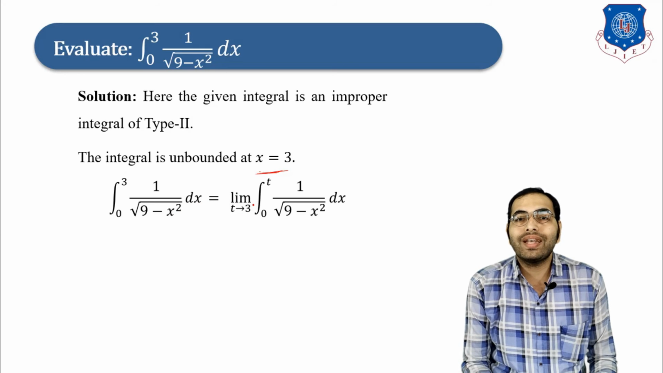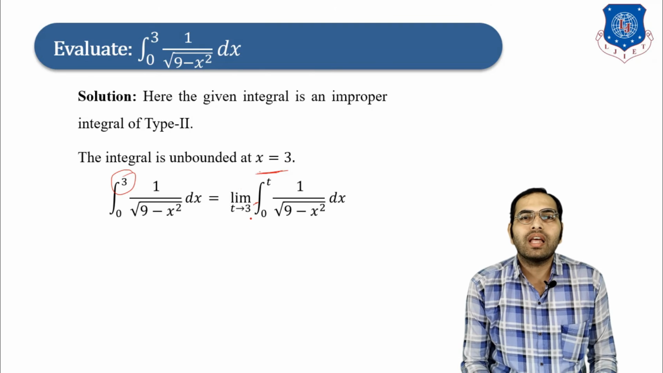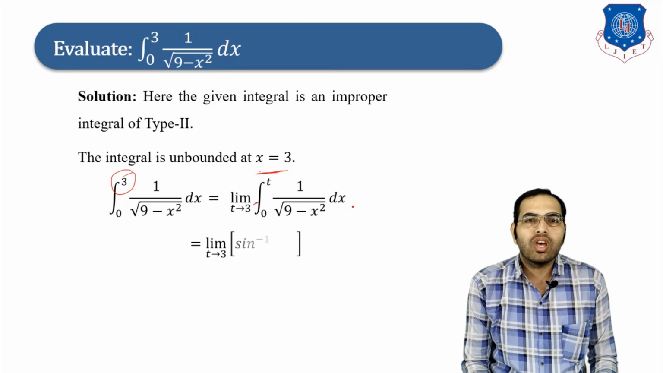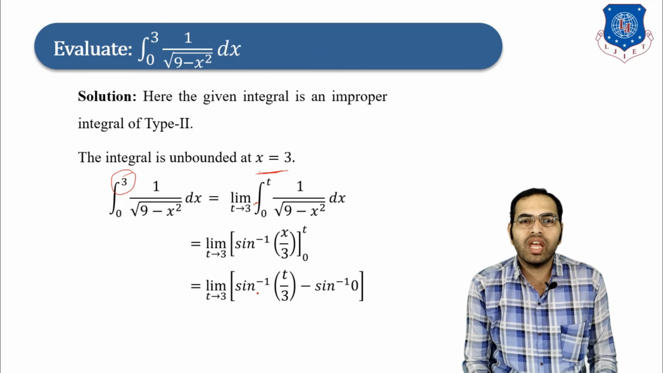Here there is no need to write 3 or 3 minus; you can write 3 as well as 3 minus as you like. Then 3 is replaced with t, so limit t tends to 3 minus, integral 0 to t of 1 upon square root of 9 minus x square dx. You are all aware of the formula for the integral of 1 upon square root of a square minus x square, that is sin inverse of x by a. Then applying upper limit minus lower limit, limit t tends to 3 of sin inverse t by 3 minus sin inverse 0.